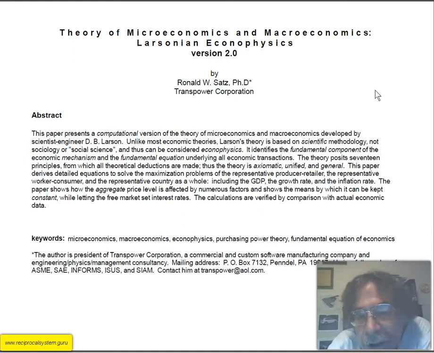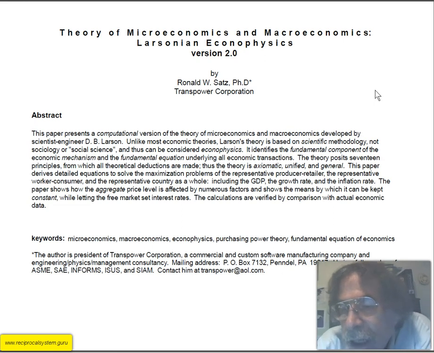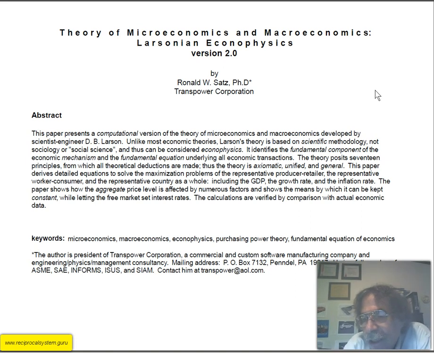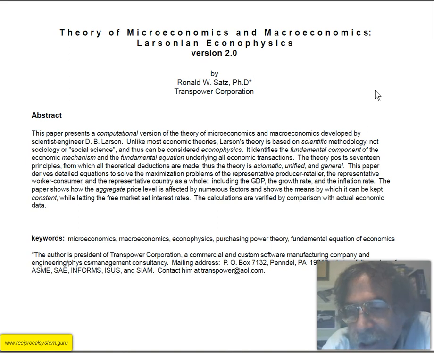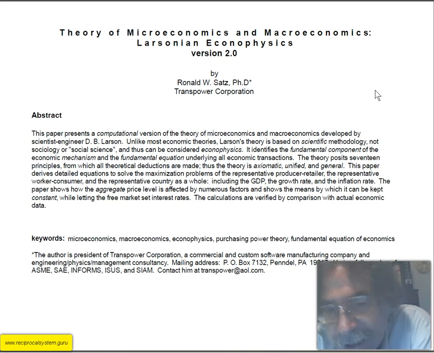This paper derives detailed equations to solve the maximization problems of the representative producer-retailer, the representative worker-consumer, and the representative country or region as a whole, including the GDP, which is gross domestic product, the growth rate, and the inflation rate. The paper shows how the aggregate price level is affected by numerous factors, which we'll go into great detail, and shows the means by which it can be kept constant while letting the free market set interest rates. So in this system, preferably the Fed would never set interest rates, the market would.